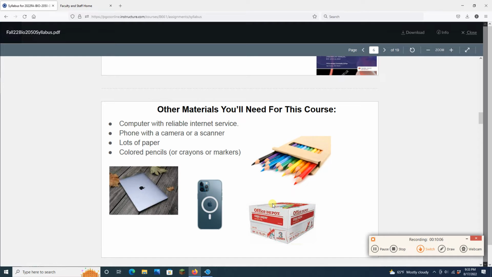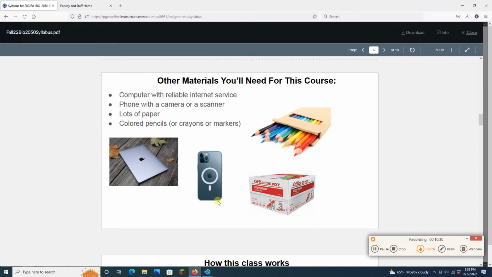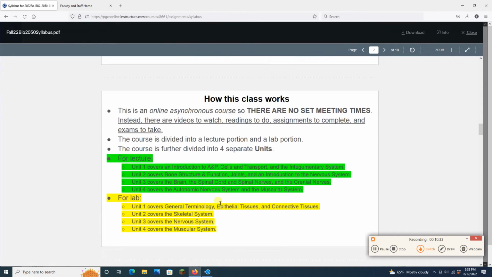You're going to also be doing a bunch of drawing this semester. I think drawing is one of the most fantastic ways to learn anatomy and physiology stuff. So you're going to need paper, you're going to need some sort of colored pencils, marker, or something to make your drawings with. So those are some other things you're going to need. And if we keep rolling on, let's keep going.